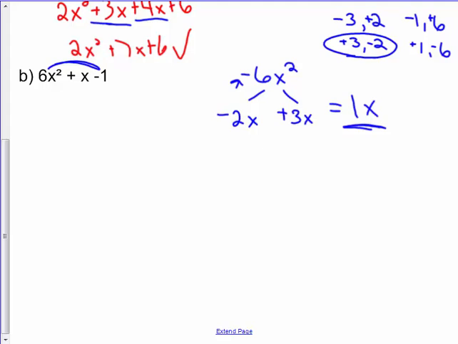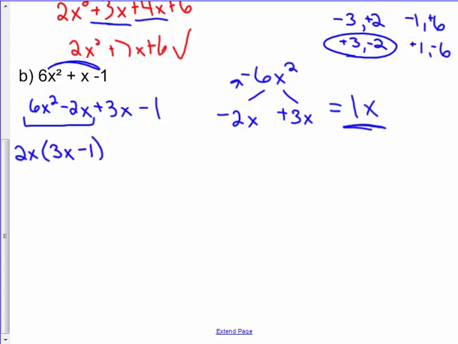At this point, I'm going to plug those in for the 1x. So I have 6x squared minus 2x plus 3x minus 1. I'm going to do my factor by grouping. I'm going to pull out the 2x. I have 3x minus 1 left.